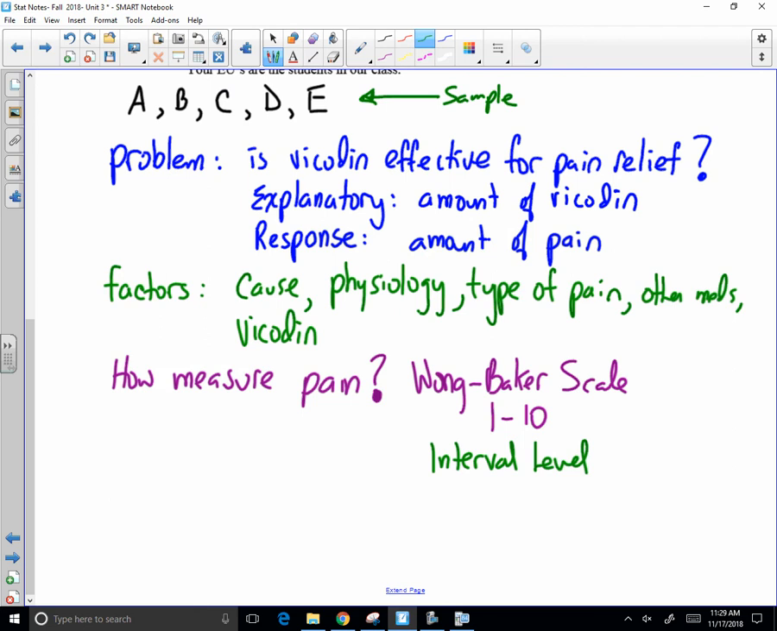Because 0 would just mean that there's no change. I didn't get any better. All right? It could actually account for some negative numbers, too. Because if I started off with a level of 2 and I ended up with a level 7 afterwards, that means I got worse after taking the pill. Not expected, but it could happen.